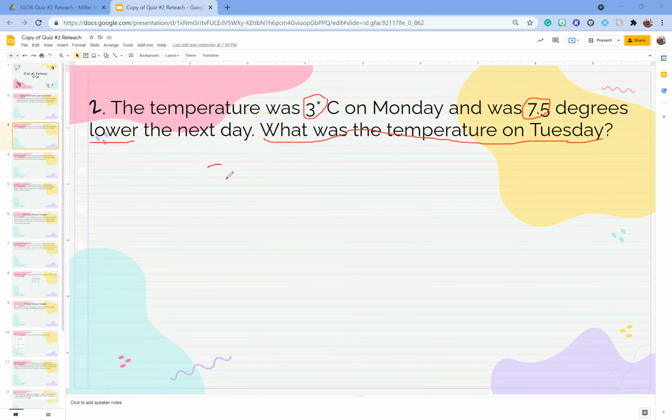So we start at 3. That one is positive. The 7.5 was lowered. So that is our negative number since it went down 7.5. Now we're going to do the same thing that we did in the last problem. Remember, same sign add, different sign subtract. You put them in absolute order. So the bigger number on top, smaller one at the bottom, subtract, and then you keep the sign for the bigger number.